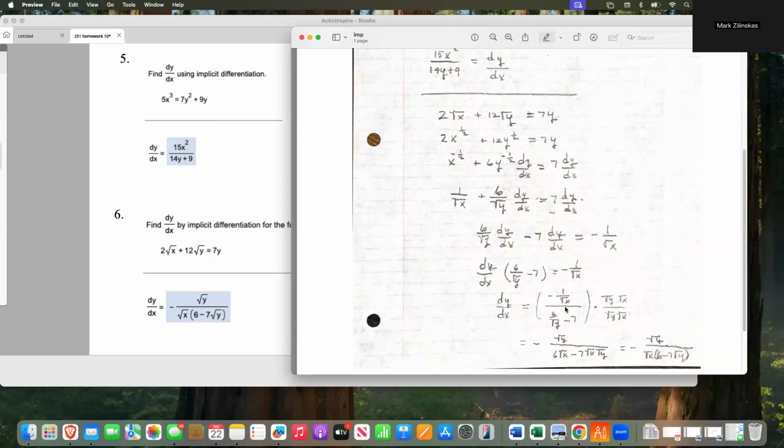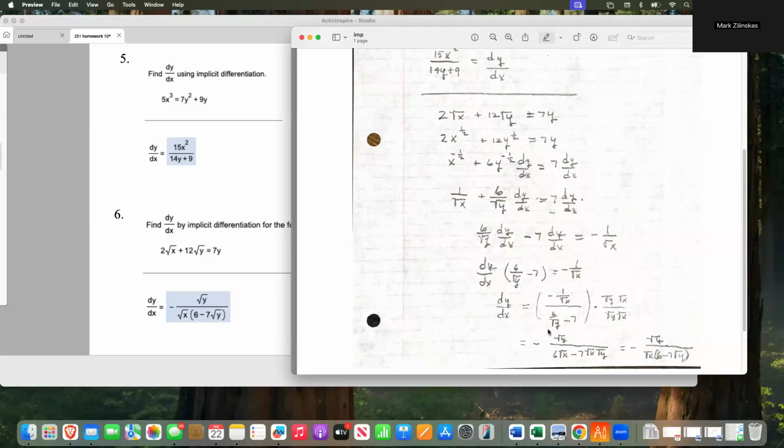I multiply by the LCD of all the little fractions, which would be the product of the square root of x times the square root of y. Notice that here I just wrote it as the square root of y times the square root of x over the square root of y times the square root of x. I'm not changing it; this is just a number one. So when I multiply through here, I get what I want. The square root of x's cancel out, and I'm just left with a square root of y. And I just wrote my negative out front here. That's where this is coming from.